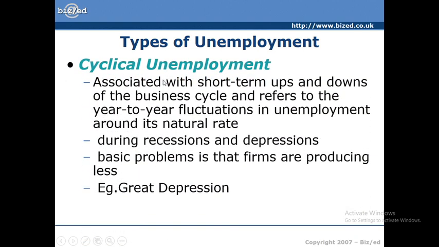The next one is cyclical unemployment. It is associated with the short-term ups and downs of the business cycle and refers to the year-to-year fluctuations in unemployment around the natural rate. It happens during recessions and depressions. The basic problem is that firms are producing less. An example is the Great Depression, when severe unemployment was caused.